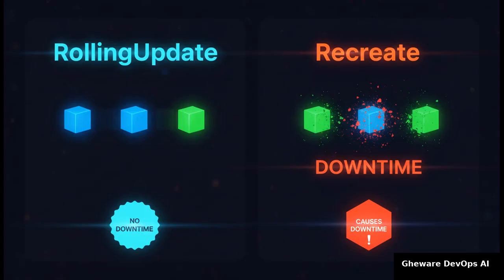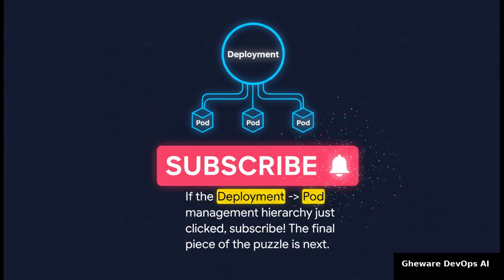Now, when it comes to those updates, rolling update is the default for a reason. It's your best friend. It gradually replaces the old pods with new ones, so your users never see any downtime. The recreate strategy, on the other hand, kills all the old pods before starting the new ones. You'd only use that if you absolutely have to, because it will cause an outage. So let's put that together. You manage the deployment, and the deployment worries about the pods.